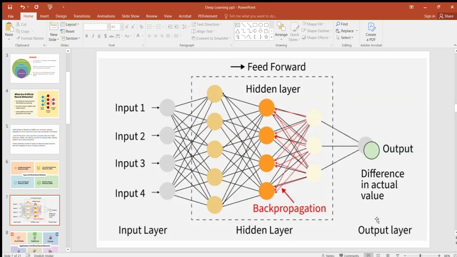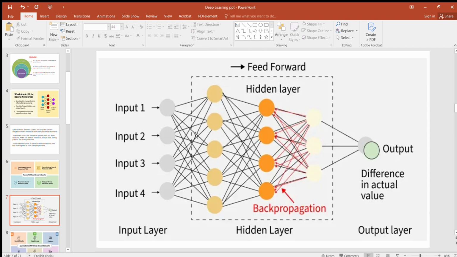Here you can see the structure of this artificial neural network. Input 1, 2, 3, 4. How many neurons are there in the input layer? The input layer has 4 input neurons. In the hidden layers, we have 2 hidden layers with neurons, and the output layer has one output neuron. Here all these neurons are interconnected.